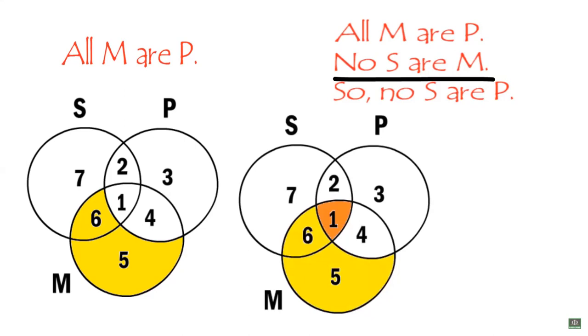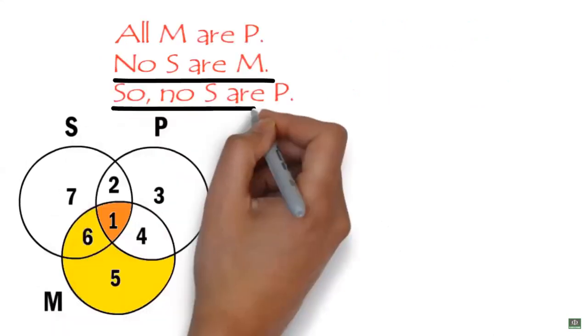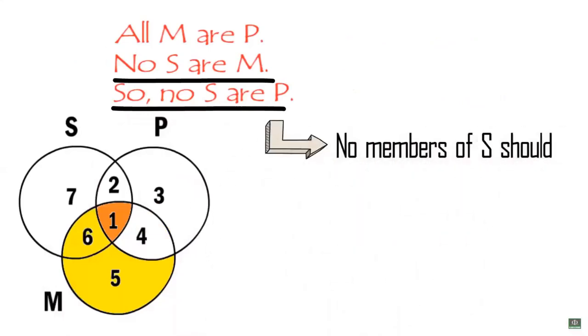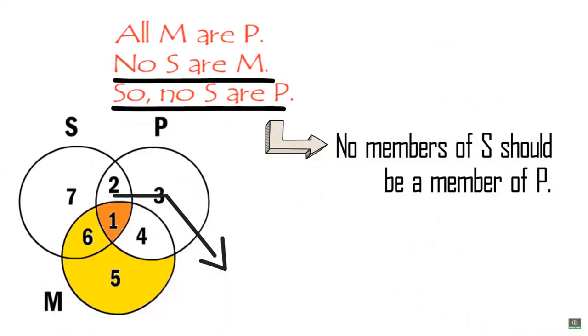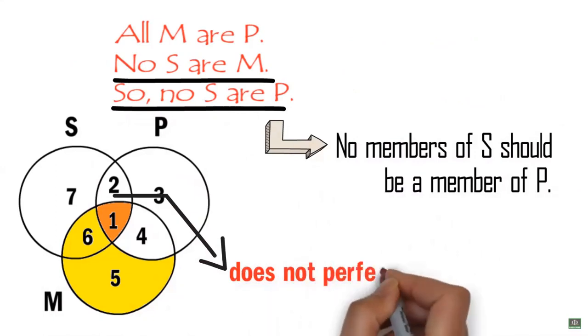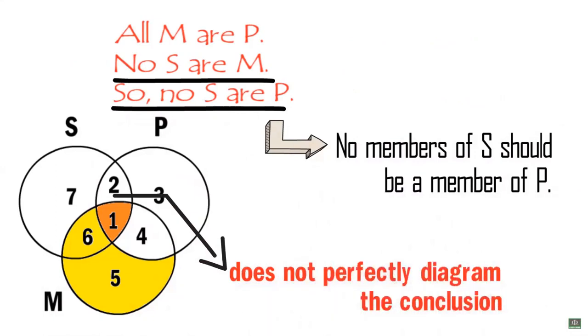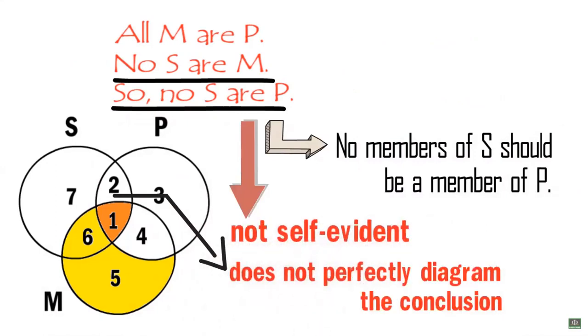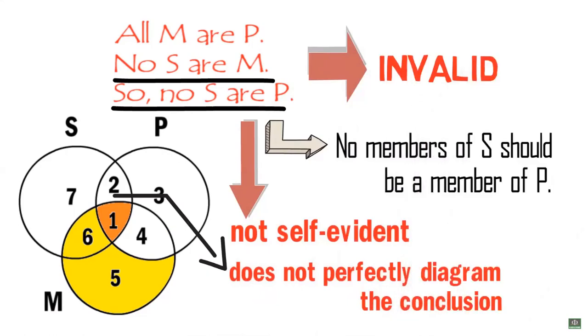The conclusion of this syllogism, which reads, no S are P, asserts that no members of S should be a member of P. But area 2 of the Venn diagram, which is also an area of S but P, is not shaded. Thus, the Venn diagram does not perfectly diagram the conclusion. Indeed, the conclusion is not self-evident. Therefore, the syllogism is invalid.